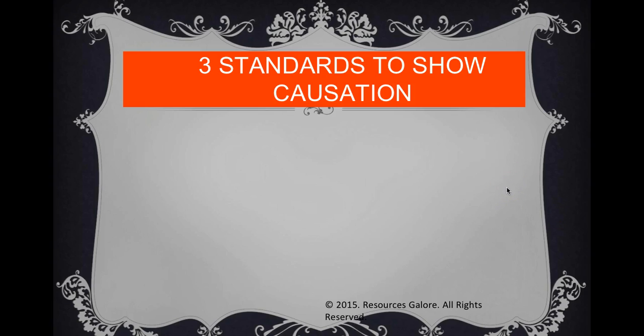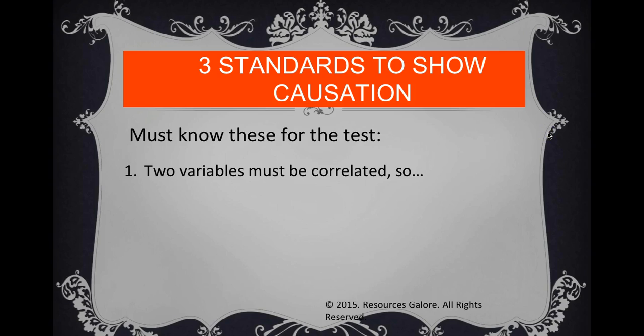Okay, causation means one thing, one variable leading directly to another. And you got to know this right here. These are the three standards to show causation. I always have a question on the test asking you, what are the three standards? So make sure you memorize these. First thing is, and by the way, all three standards must be met to demonstrate causation.